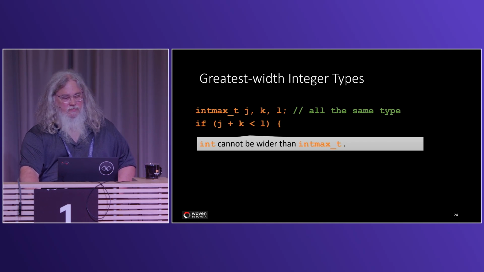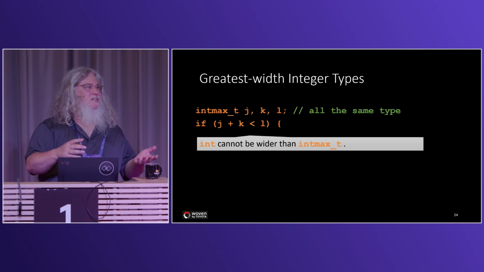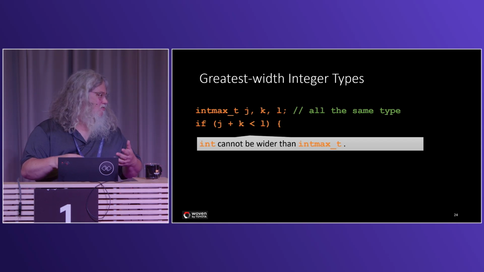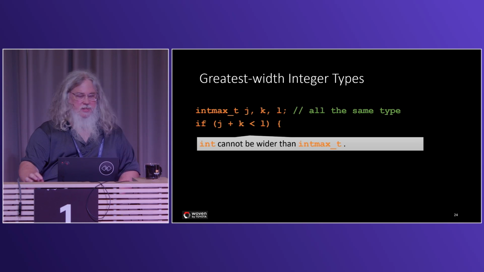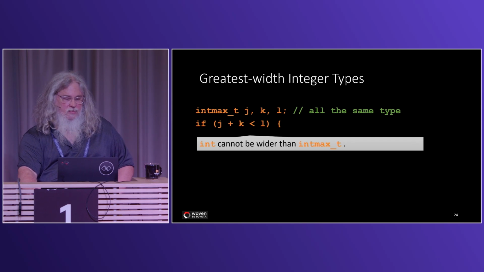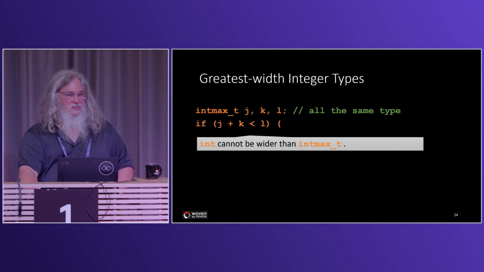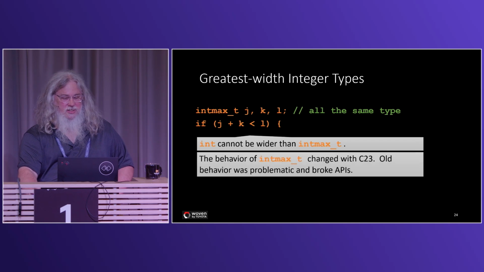So in C23, we fix that by saying it's the largest type of the standard types. So extended types can be larger, bit-precise types can be larger, and so this is okay. The only thing wrong with intmax_t now is that the name is a lie. It is quite certainly not the largest integer type you can create on your system.